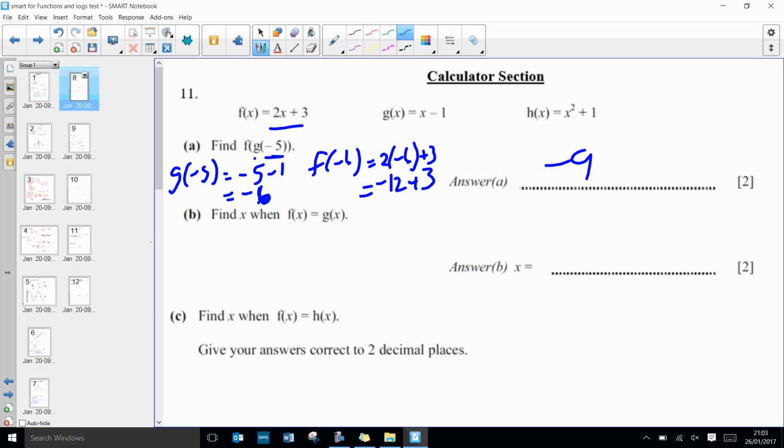We need to find x when f(x) equals g(x). So 2x plus 3 equals x minus 1. Rearranging to have x's on one side and numbers on the other, we have x equals -4.